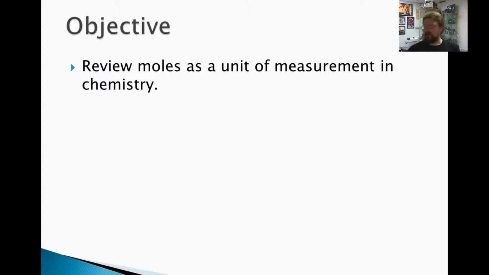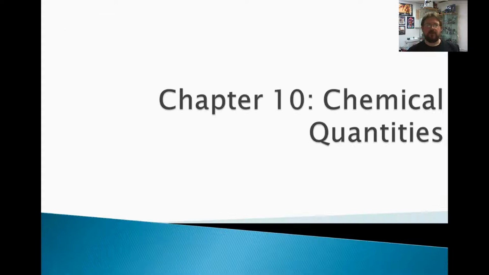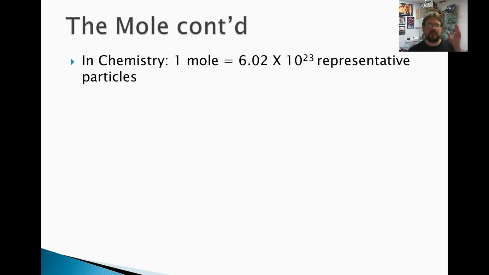So anyway, we're going to review moles as a unit of measurement. This was Chapter 10, Chemical Quantities. The basic concept was this. In chemistry, 1 mole is equal to 6.02 times 10 to the 23rd representative particles. Don't be confused by that times 10 to the 23rd. It's not a problem to solve. That's scientific notation. It's just a way to write that number. If we wrote it out, it would be 602 followed by 21 zeros. We write it that way so it's more compact.